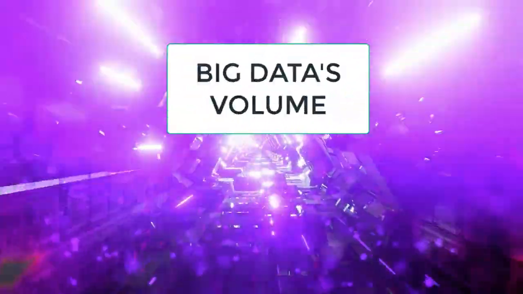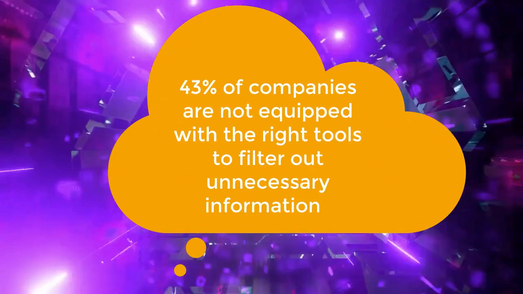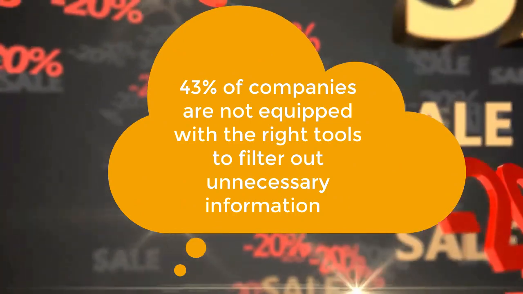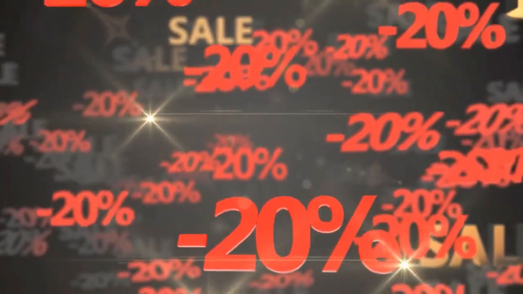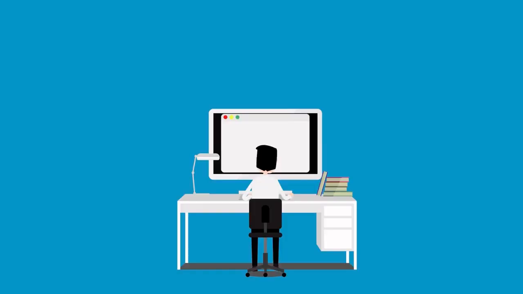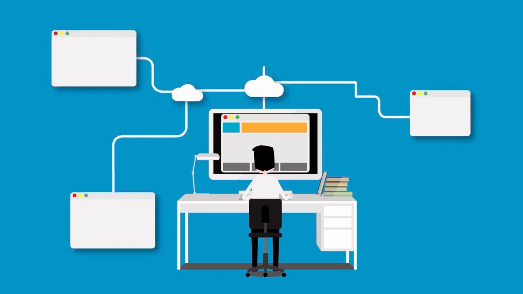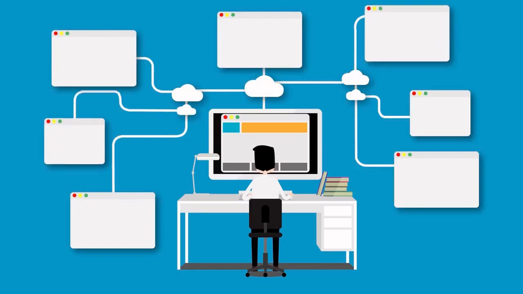Big data's sheer volume, the differentiating factor when compared to the past amounts of limited data, is also ironically what lends to its drawbacks. According to one estimate, about 43% of companies are not equipped with the right tools to filter out unnecessary information, which costs them millions as they are left with heaps of irrelevant data to manually sift through. And this is exactly the problem that arises when there are blog articles that have thousands of words each, most of which aren't critical for their consumption and commercial progress.